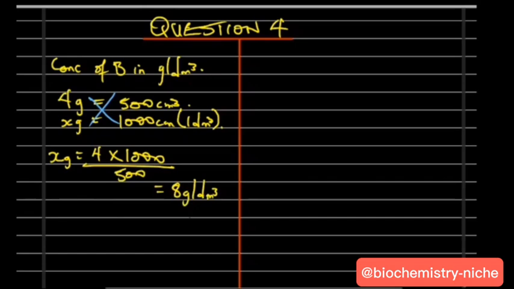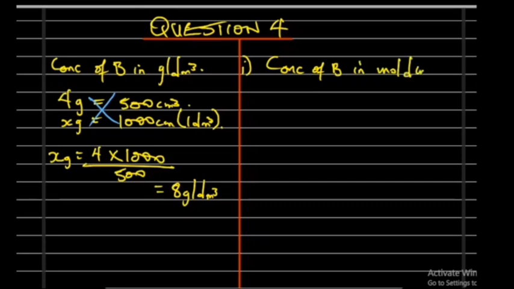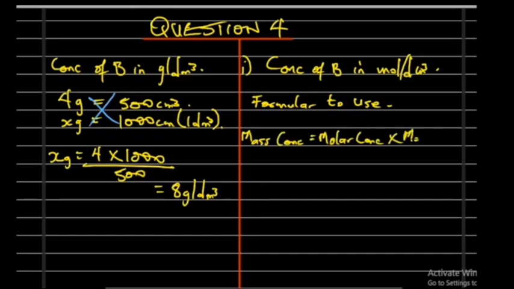If this is our mass concentration, we can now use this to get the answer to what we've been asked. So concentration of B in mole per dm cube. The formula to use: mass concentration equals molar concentration multiplied by molar mass. Since what we are looking for is molar concentration, let's make it subject of the formula.